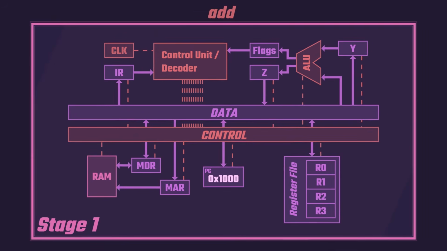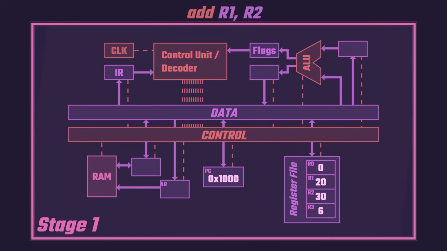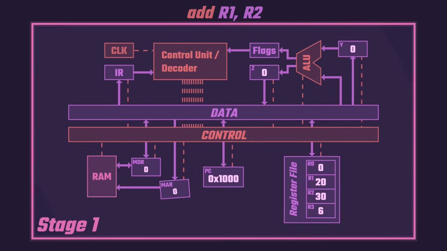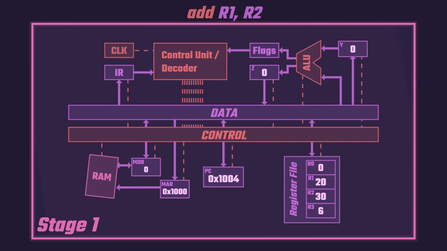Let's try to run a sample instruction with this architecture. Well, we have to first load the instruction from memory, for which we have to move the data from the PC register to the memory address register. The control signals here are PC out, MAR in, and mem read. After this, we will wait for RAM to actually give us the instruction at that location. In the meantime, we can actually increment the PC register to make it point to the next instruction.